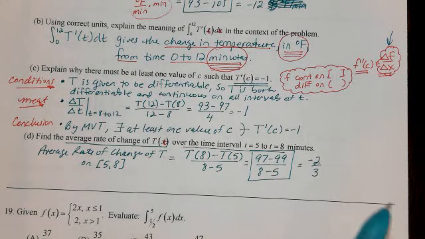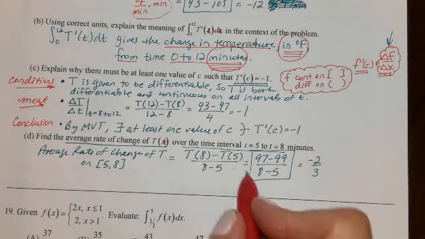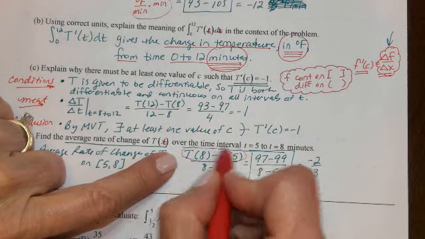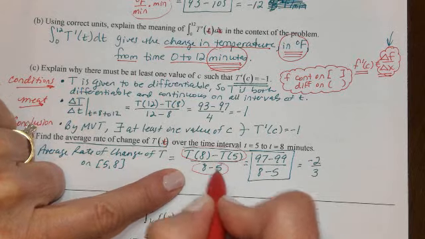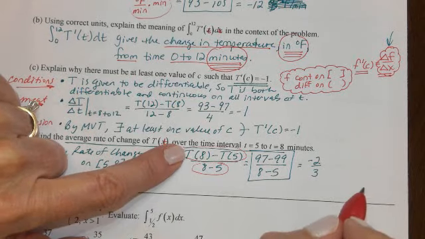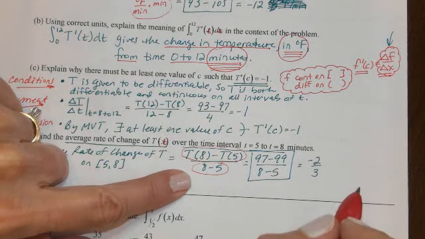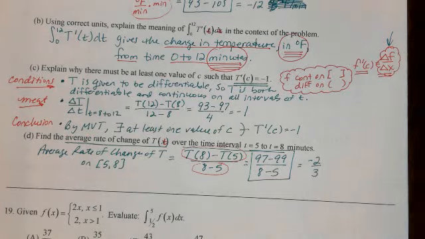Okay? Now, they didn't ask for units, but what would the units be here? Well, they would be your units of temperature divided by units of time. So that would be degrees Fahrenheit per minute. Okay? All right. That was a nice problem.